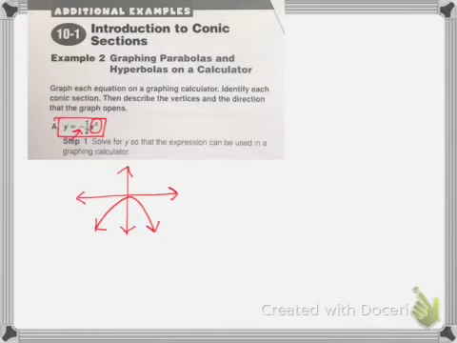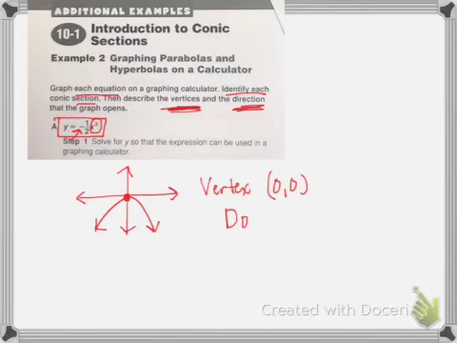So your answer to this one is, let's read the question. Graph each equation, identify the conic section, describe the vertices and the direction. So for this one, we just have to do the vertex. There's only one. It actually ends up being right at (0, 0). So we can say vertex at (0, 0). Whenever there's a parabola, there's only one vertex, by the way. And the direction is down. And that would be the answer. You'd say parabola, vertex (0, 0), and it opens down.